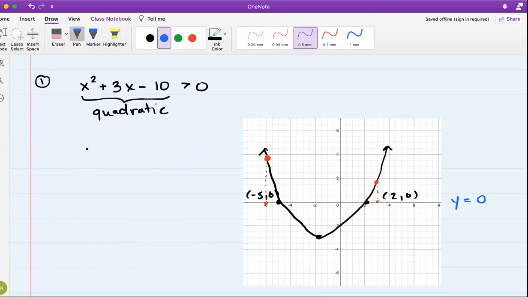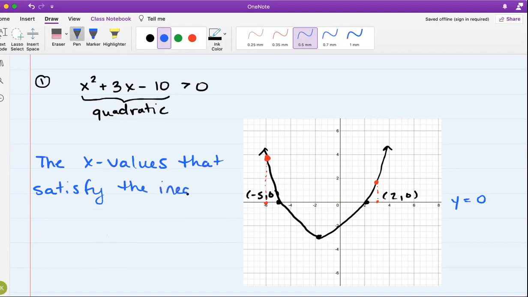So the solutions, and we're going to put this in interval notation, so the x values that satisfy this inequality are negative infinity to -5. I'm going to tell you if we're going to put a bracket or a parentheses here in just a second. And then from 2 to infinity.